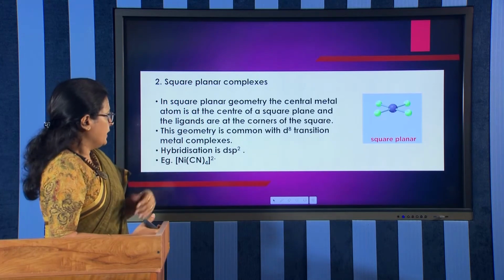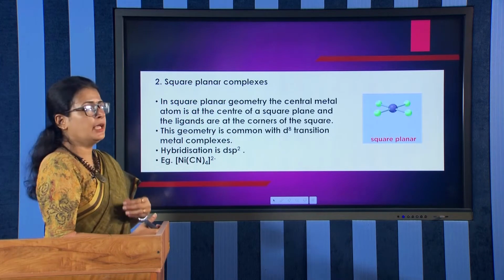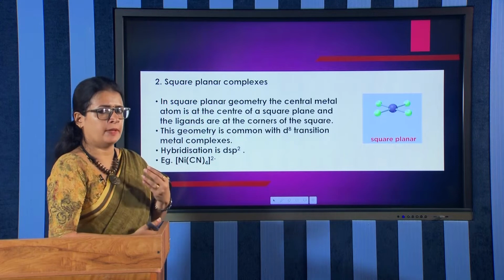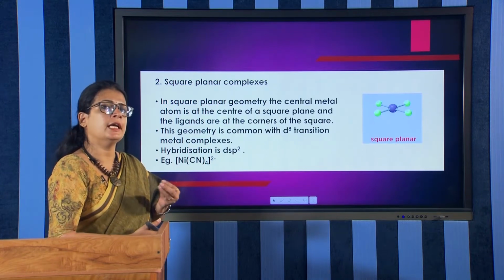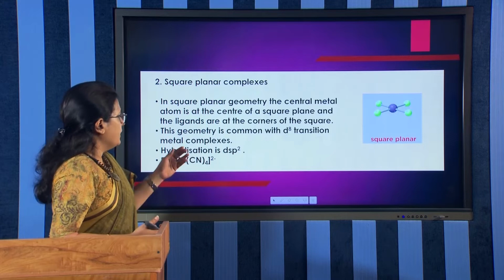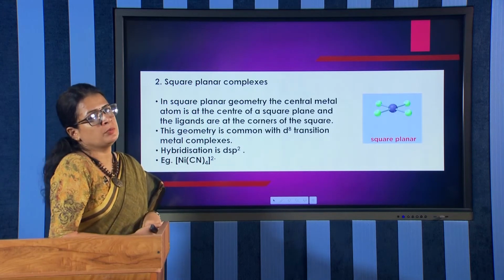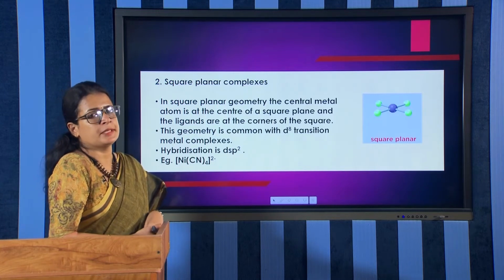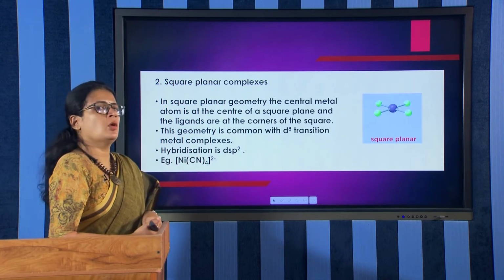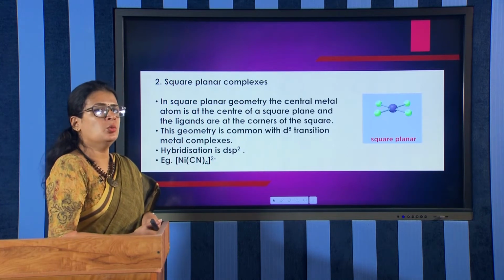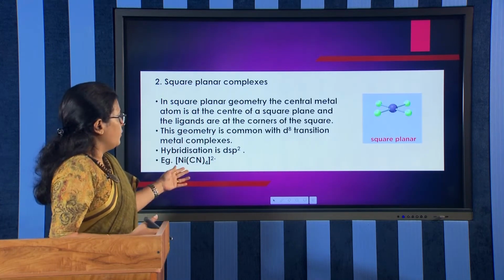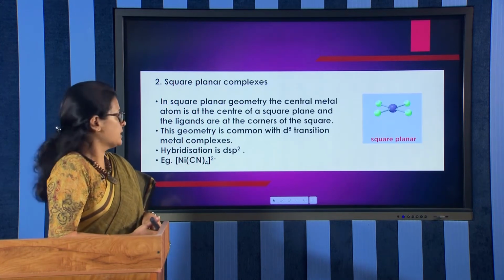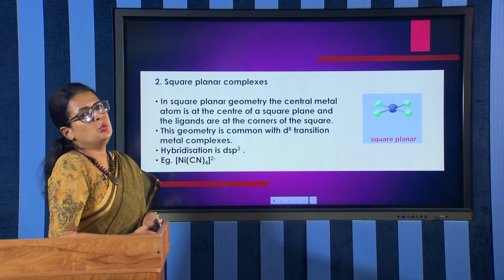This geometry is common with d8 transition metal complexes, that is, the transition metal complexes having d8 electronic configuration. And here the hybridization is dsp2. In tetrahedral complexes, the hybridization is mostly sp3, but in the square planar complexes we have dsp2 hybridization. An example for a square planar complex is tetracyanonickelate, that is [Ni(CN)4]2-.